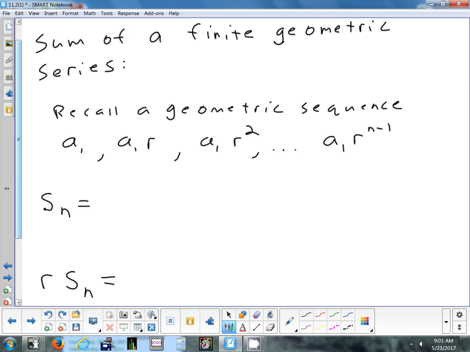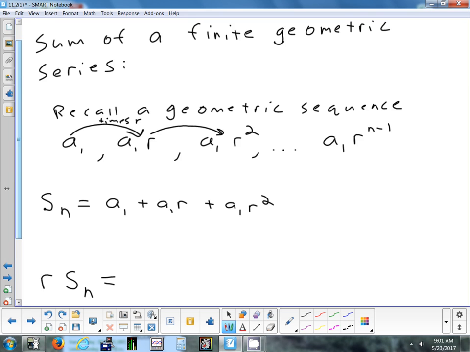But I'm going to write down the nth partial sum, which means I have the first term plus the second term plus the third term. That's a geometric sequence. Why is it geometric? Because look at what I'm doing. How did I get from A1 to A1r? What did I do? I multiplied by r. So I did times r. And then what did I do to get to the next one? I multiplied by r again. So if you keep multiplying by the same number, that's geometric.